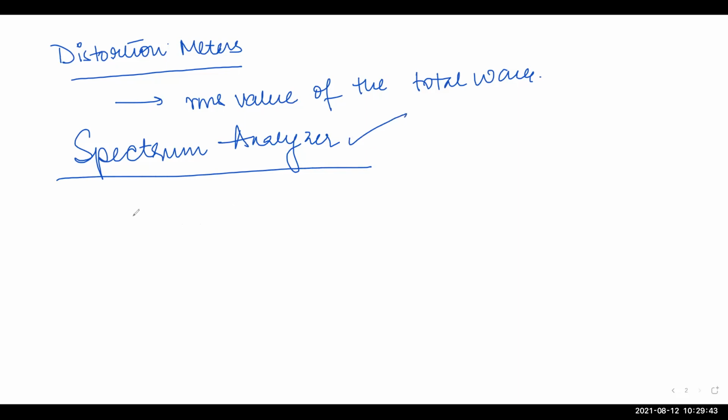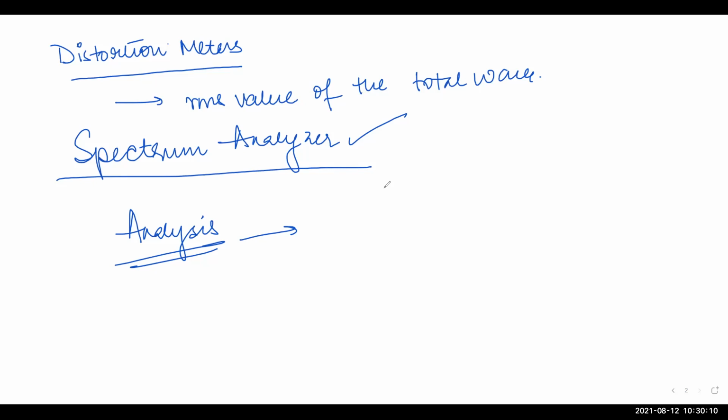The term spectrum analyzer comes from the word analysis. Analysis is mainly defined as the study of energy distribution across the frequency spectrum of a given electrical signal. So spectrum analysis is mainly defined as the study of energy distribution across the frequency spectrum of a given electrical signal.